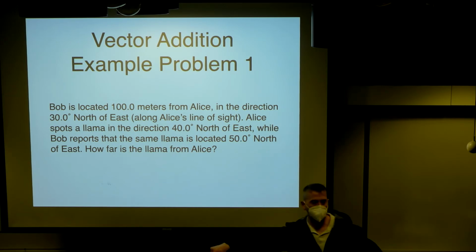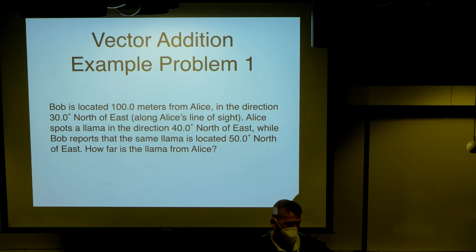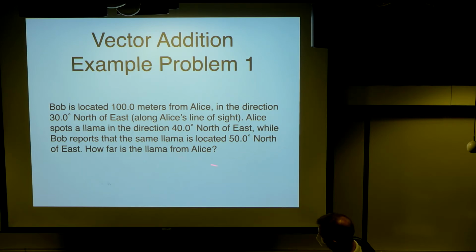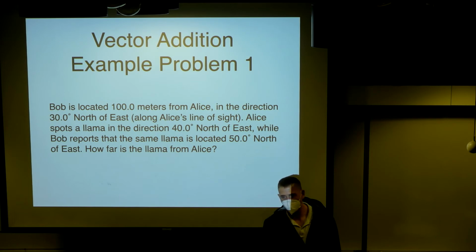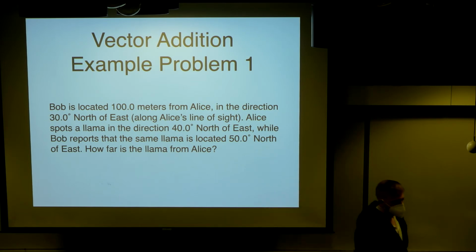So we have these three different locations on a map: the location of Alice, the location of Bob, and the location of the llama. And we get some sense of how these locations relate to each other. But this might just look like a bunch of nonsense words, so we'll put it on a diagram, and then hopefully you'll see what's going on here. Then we'll see how we can actually use vectors to answer the question. So we good on this? Let's get to the picture.